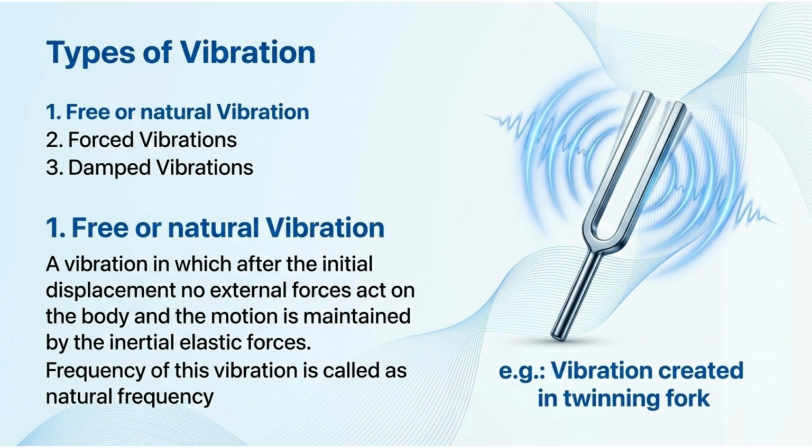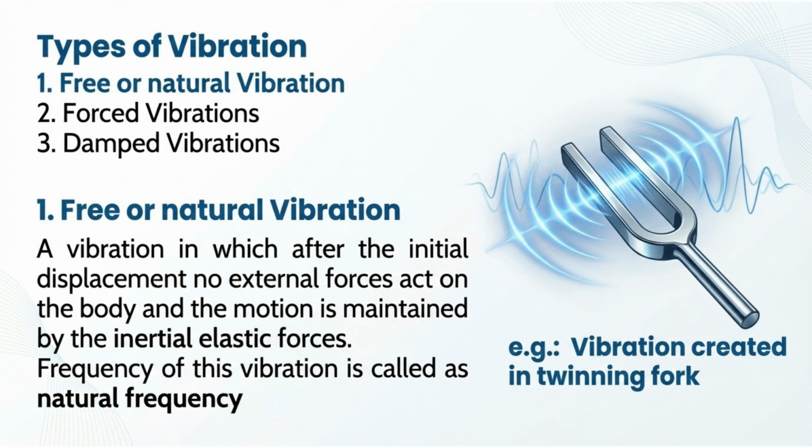There are three main types of vibration. Free or natural vibration occurs after initial displacement with no external forces, maintained by inertial and elastic forces. Its frequency is the natural frequency, as seen in a tuning fork. This slide reinforces the concept of free or natural vibration. After the initial impulse, the motion is sustained only by the internal inertial and elastic forces of the body.